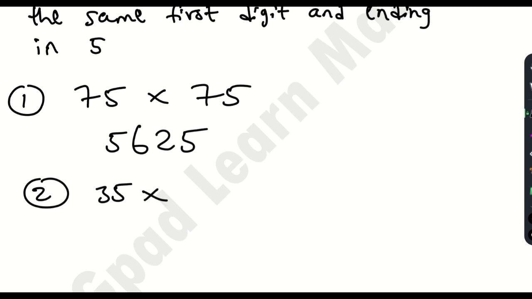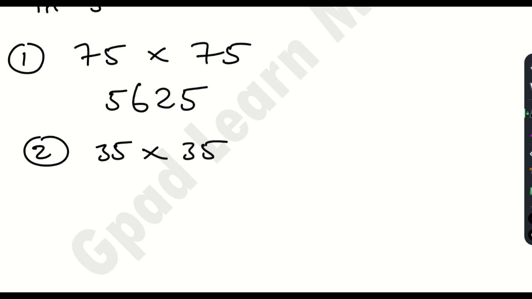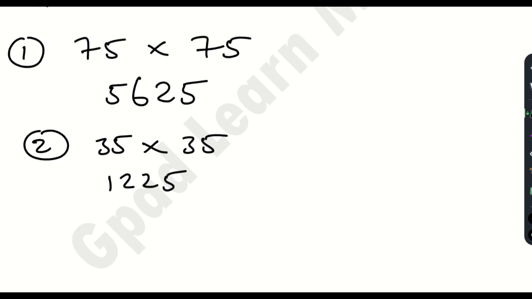35 times 35. Of course, I'm sure you can do this. You can see that they both have the same first digit, 3, and they both end in 5. So the way to multiply this, take 3 and multiply it by the next whole number. After 3, you have 4. So you multiply 3 by 4. 3 times 4 is 12. You write 12 here. And then 5 times 5, of course, is 25. So what's your answer? 1,225.